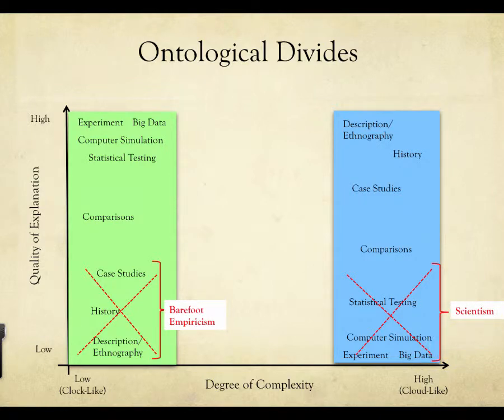And so what makes these ontological divides so frustrating is they're embedded in the arguments. They're never stated up front and make it very difficult to agree among these different camps as to what constitutes a good explanation.